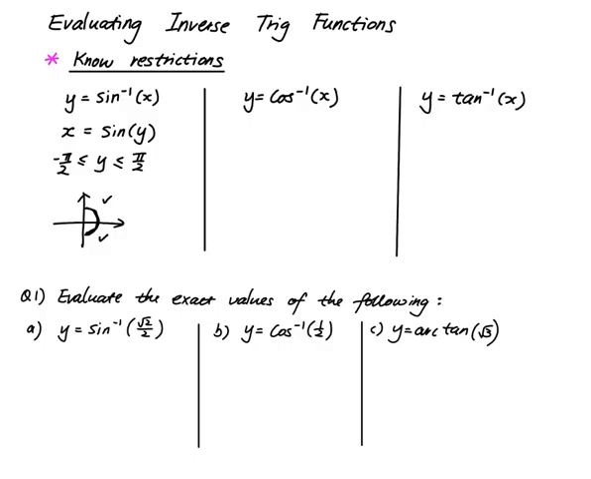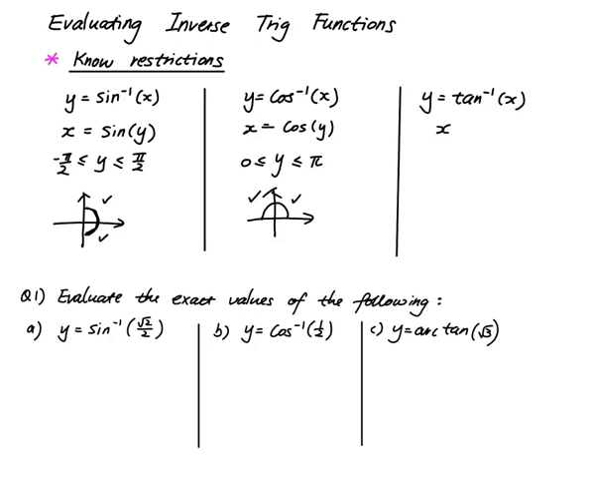Now let's have a look at y equals cosine inverse. We can do the same thing, x equals cosine y. The angle restriction for the cosine function is between 0 and pi. If we put it on the quadrants, that refers to the first quadrant and the second quadrant, so the angle has to be in these two regions.